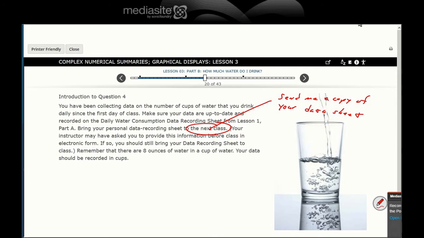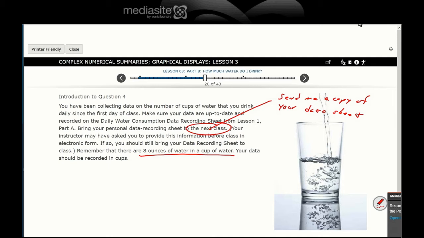Your instructor may have asked you to provide information for class in electronic form. If so, you bring your data sheet to class. Remember, there are 8 ounces of water in a cup of water, and the data should be in cups. So if you drink one of those big giant sippy glass thingies, you need to find how many ounces it holds.